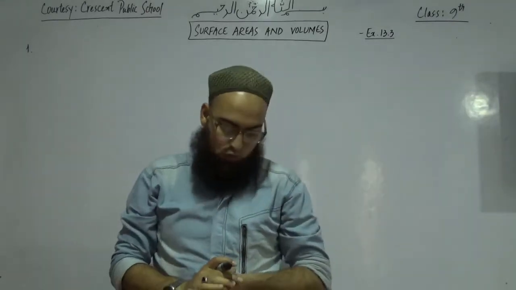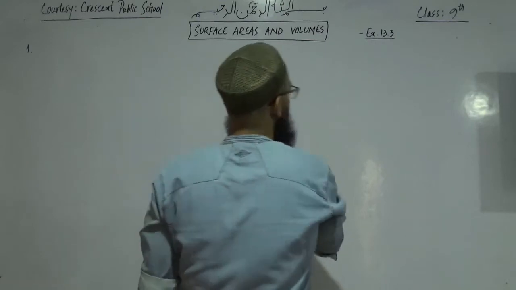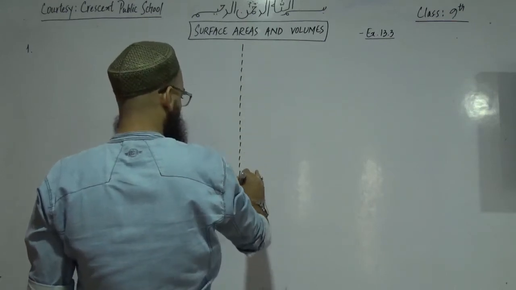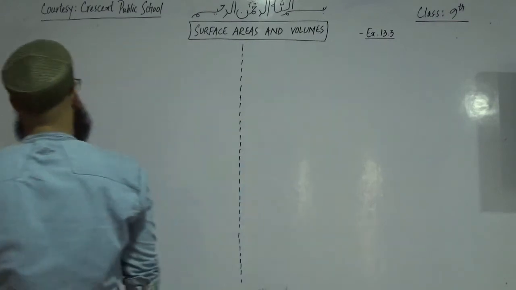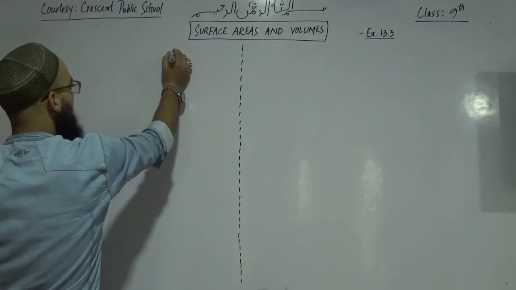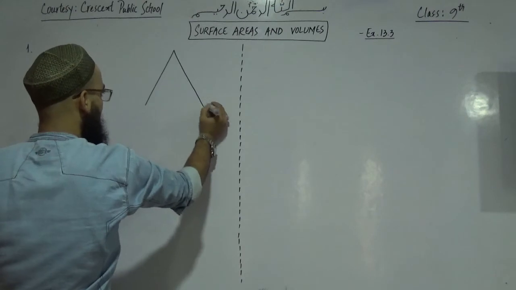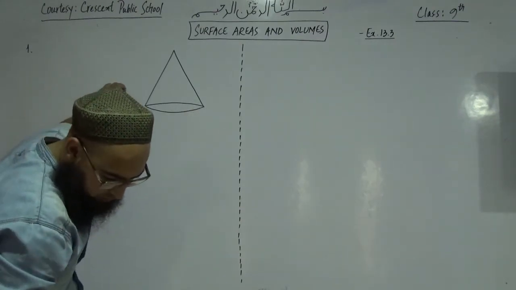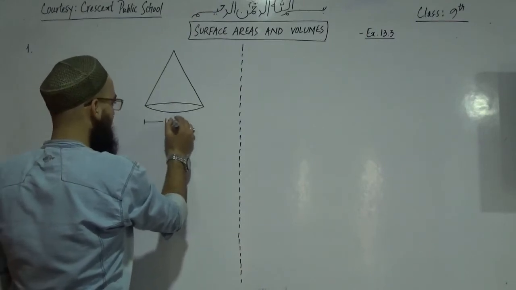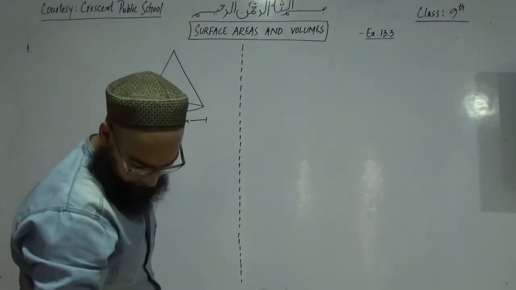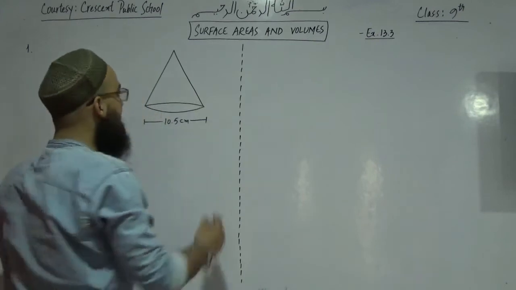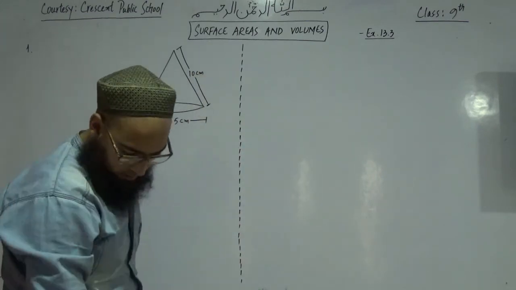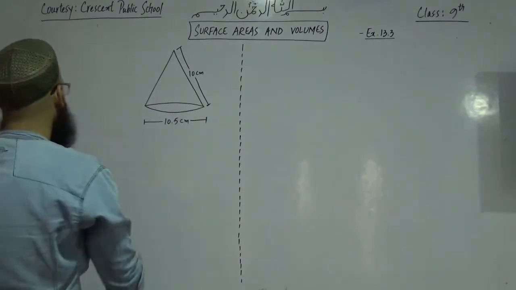It says diameter of the base of a cone. Now you are dealing with cones. Let me bifurcate it. So we have a cone. The diameter of the base of the cone is 10.5 centimeter. This is the diameter, 10.5 centimeter. And its slant height is 10 centimeter. This is the slant height, 10 centimeter. Find its curved surface area.